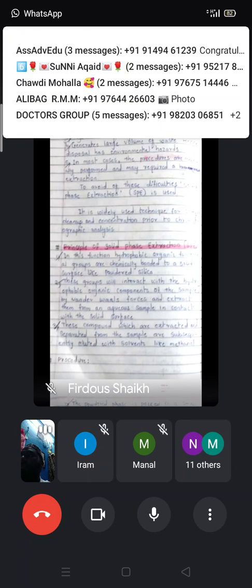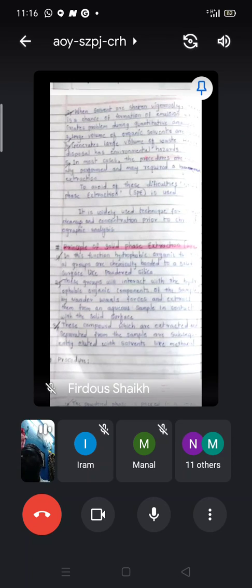You can see it here: hydrophobic organic functional groups are chemically bonded to a solid surface like powdered silica. This group will interact with the hydrophobic organic components of the sample by van der Waals forces and extract them from an aqueous sample in contact with the solid surface. These compounds which are extracted and separated from the sample are subsequently eluted with solvents like methanol.